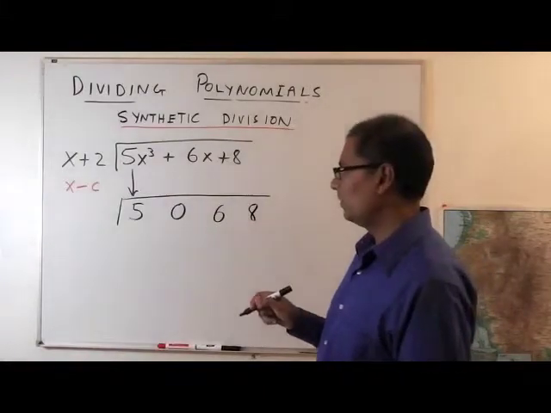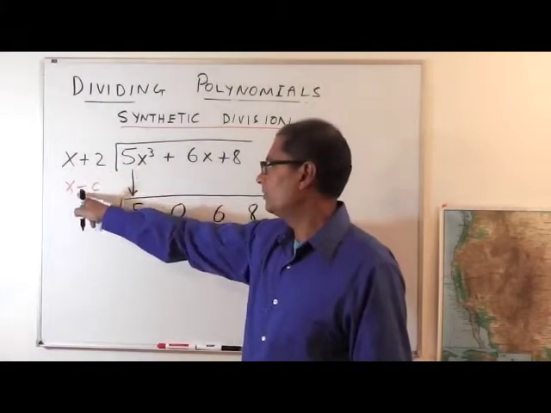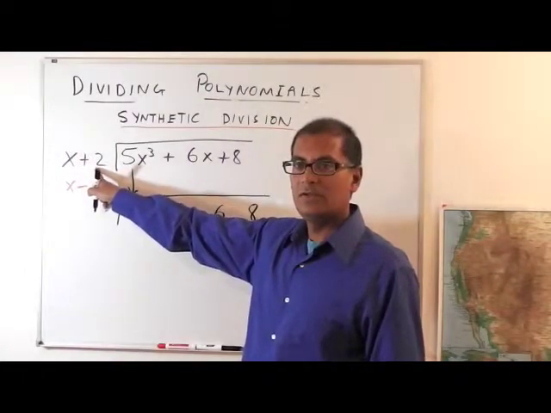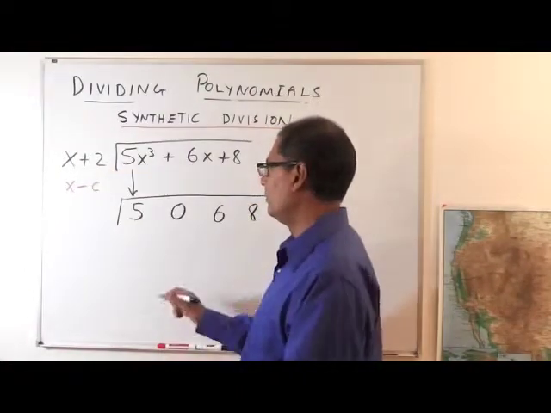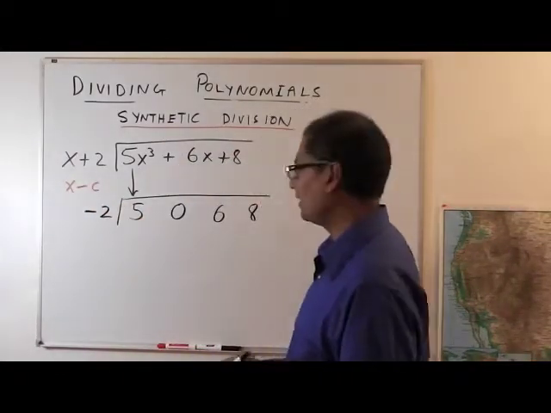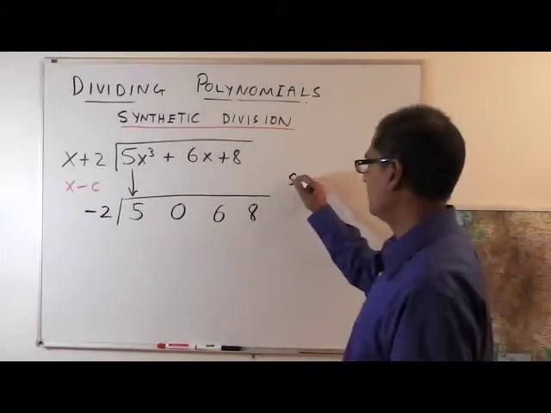And then what do we do? Well, we take the opposite number because it's x minus c. We take the opposite number of what's attached to the x. So since we have x plus 2, we're going to use a negative 2 here. So that's our setup for synthetic division.